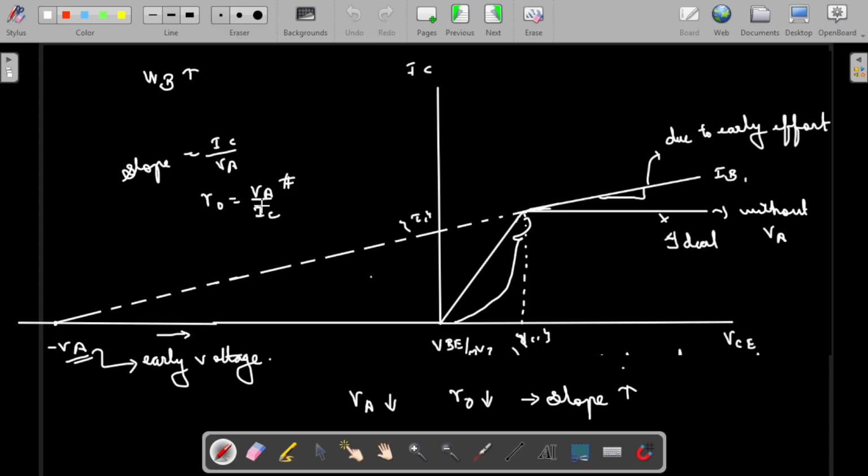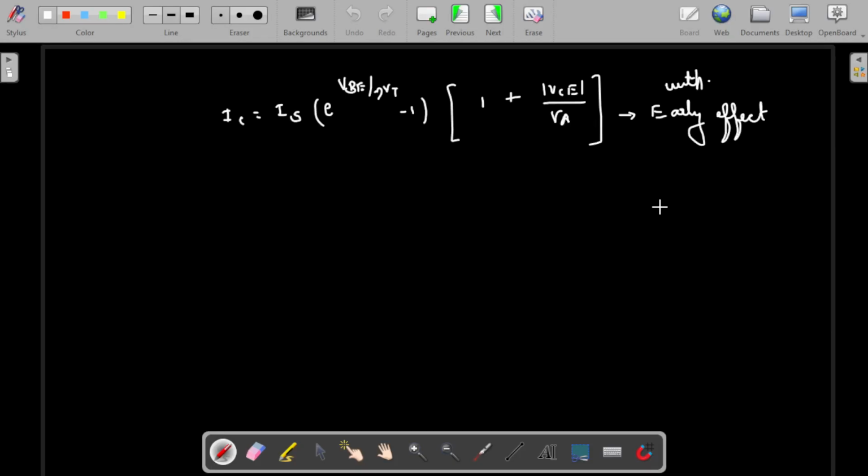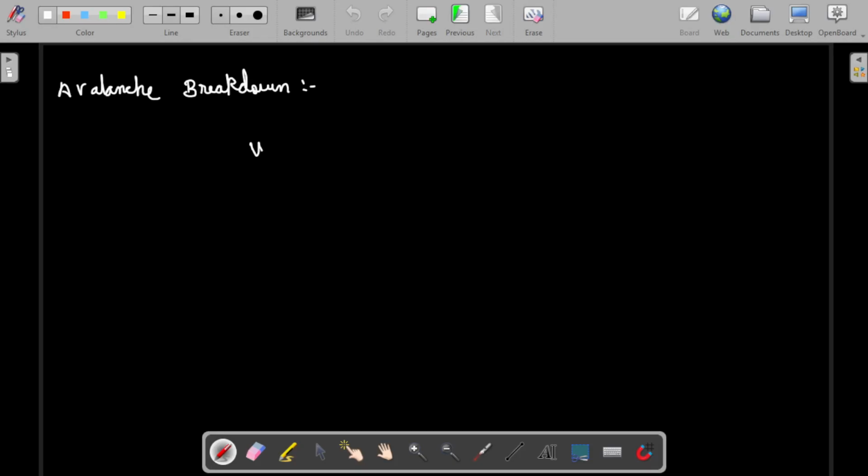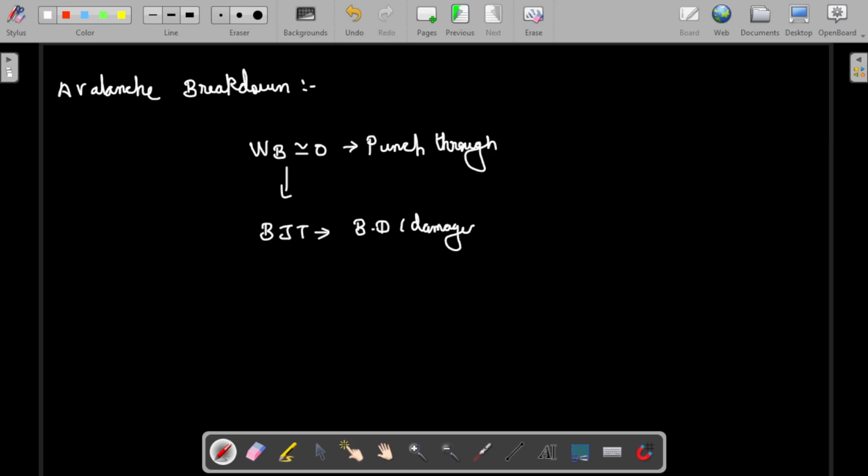The early effect is nothing but this: whenever we keep on increasing the reverse bias voltage, the slope will keep on increasing. There is one condition when the actual width of the base, WB, goes to 0, or approximately equal to 0, and that condition is punch through. This punch through won't happen that easily, because before it happens, the BJT will go into avalanche breakdown. Breakdown means damaged, so then we can't use that BJT.